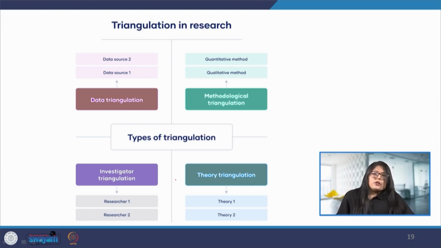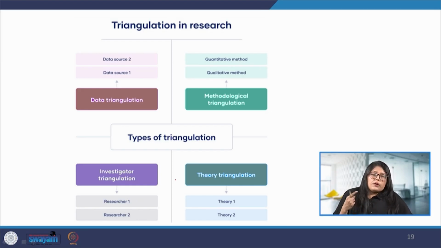Theory triangulation means applying several different theoretical frameworks in our research instead of approaching a research question from just one theoretical perspective. So, for example, we can say that people shop online to avoid people, and second, we can say that people shop online because trying clothes in the comfort of their home is much easier.